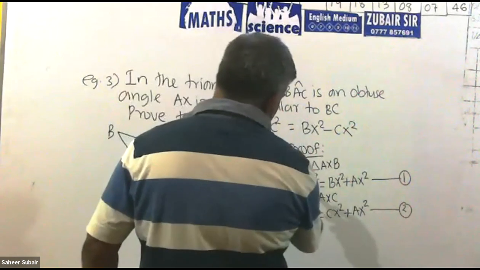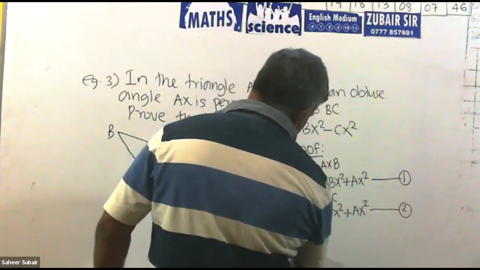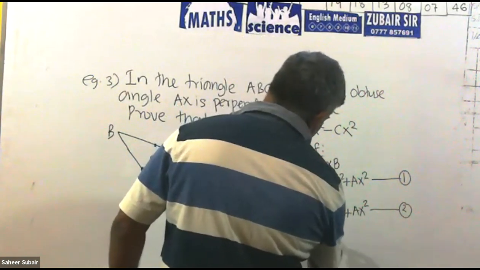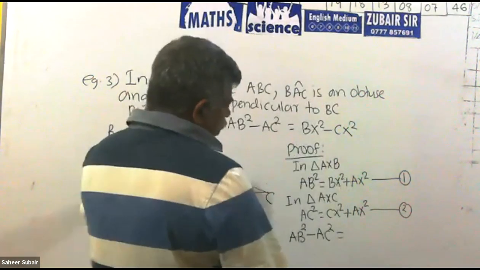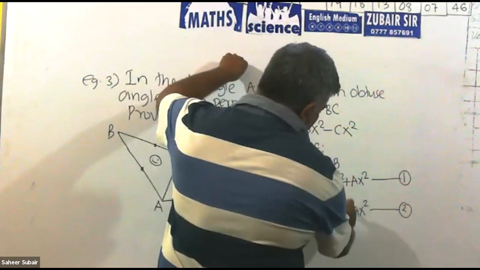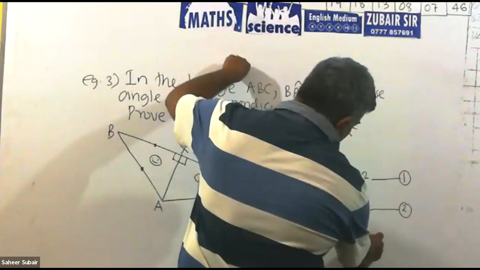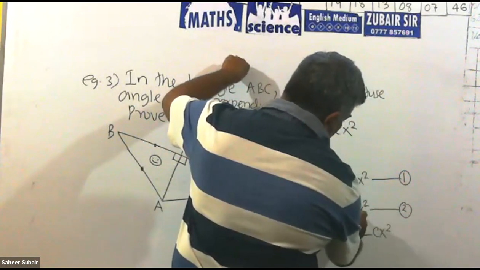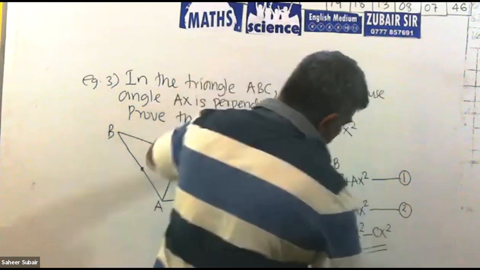If you do AB squared minus AC squared, then AB squared is there here. We are subtracting AC, then minus AC squared. Then when you subtract this side, BX squared minus CX squared. AX squared minus AX squared get cancelled. Then this is the wanted thing.